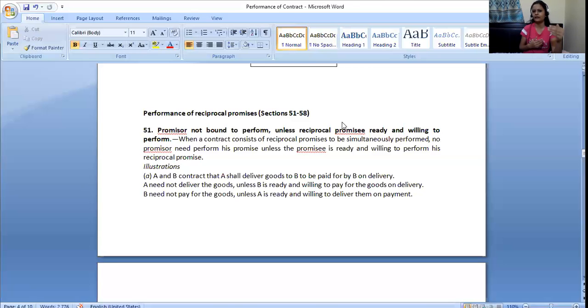If you are not giving that 15,000 rupees at that moment, the person will not deliver the phone to you. Why? Because it's a reciprocal promise. You do something and you take something in return for that. So unless and until you are ready and willing to pay 15,000 rupees, the other person will not deliver his phone or that particular parcel to you. So this is what section 51 is all about. You can just remember it in a simple way: like ordering something on cash on delivery, until and unless you are ready and willing to pay for it, they will not deliver those goods to you.